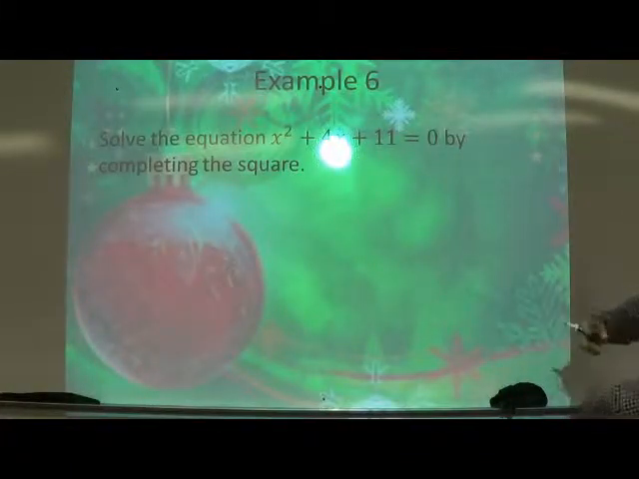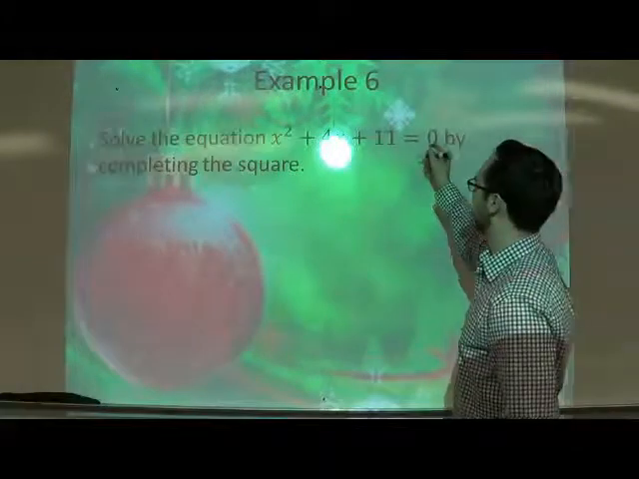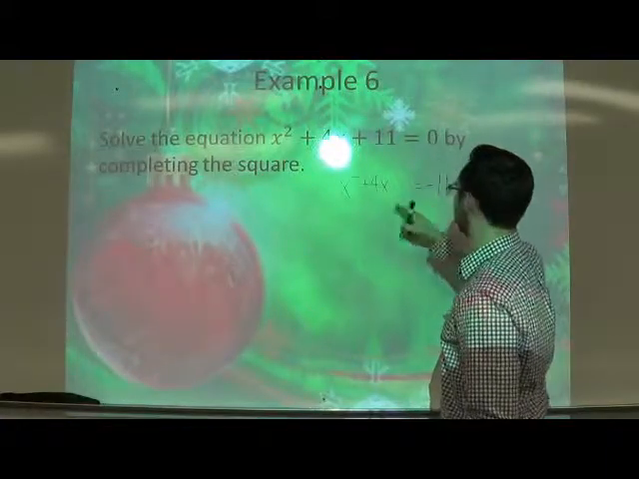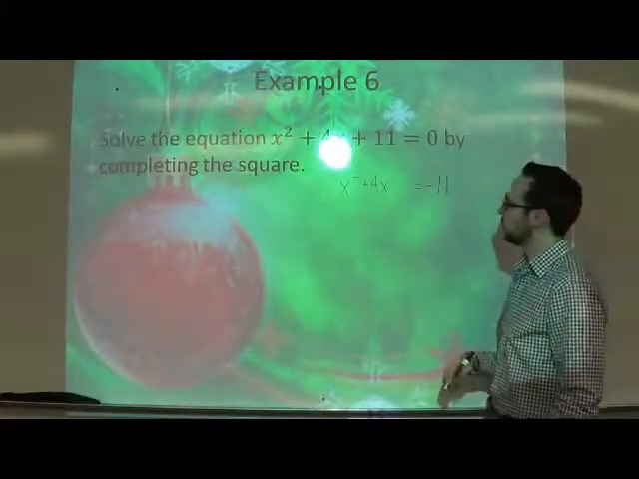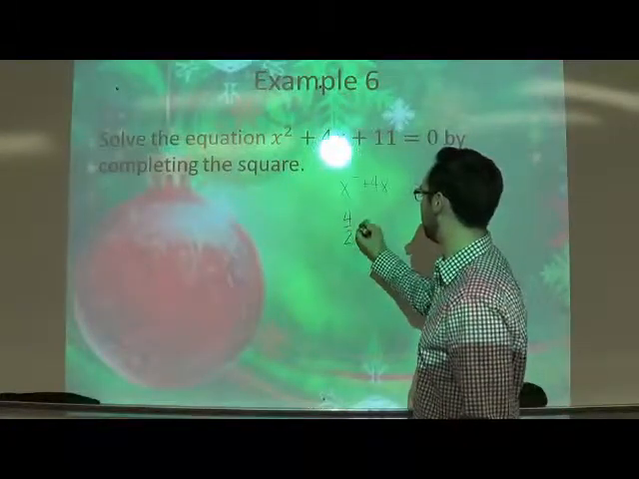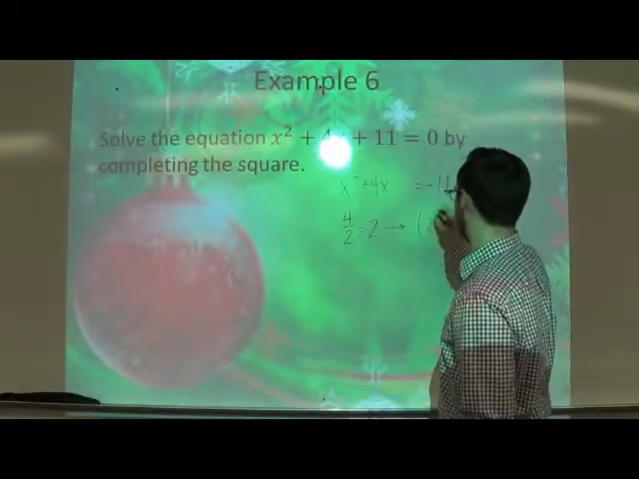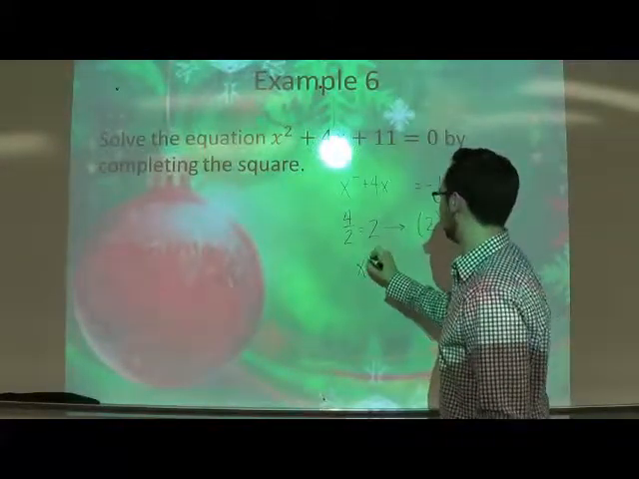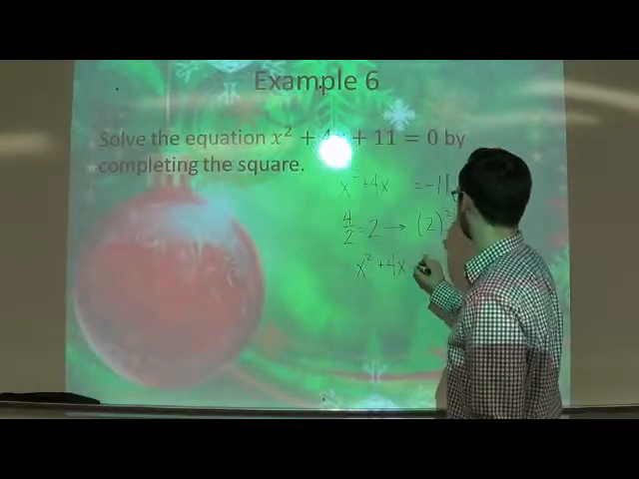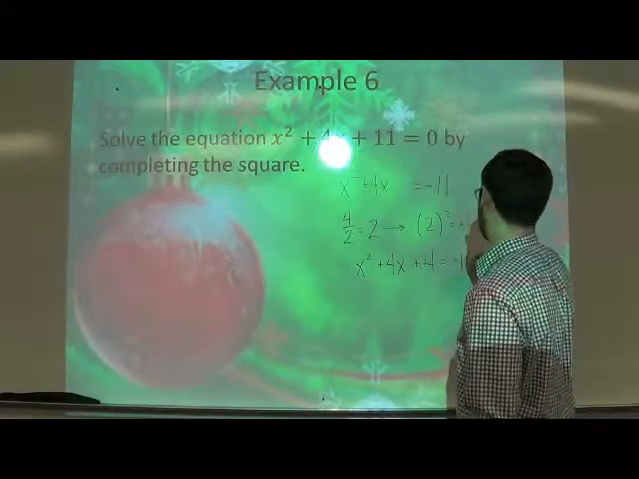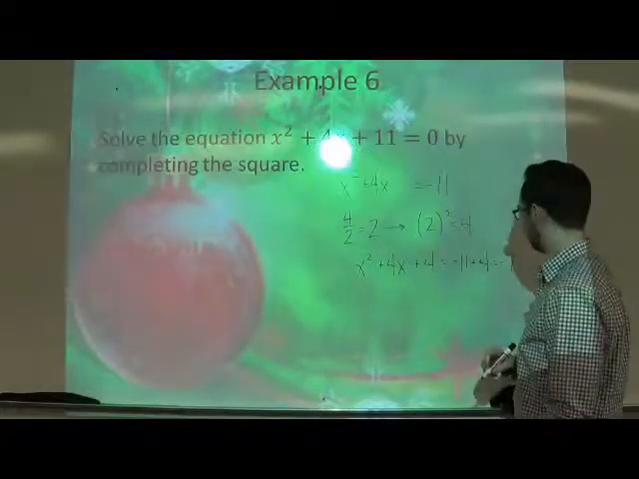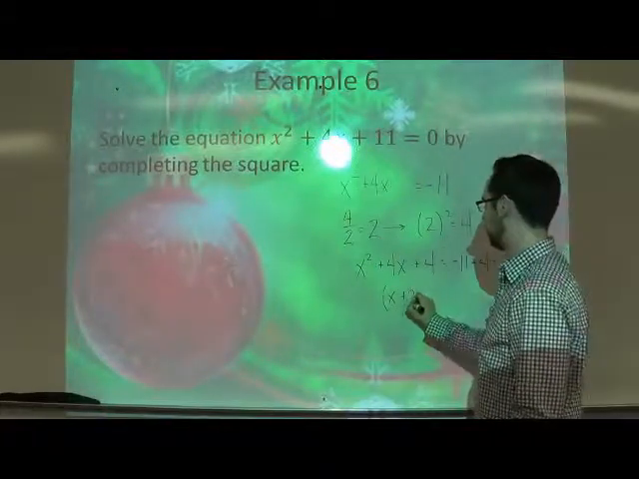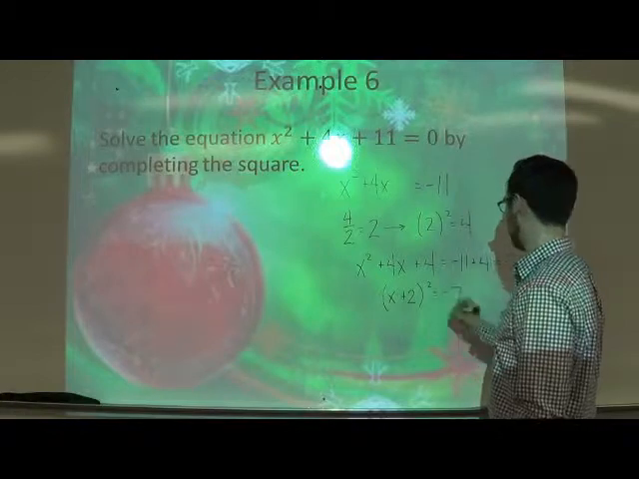So he wants to solve x squared plus 4x plus 11 is equal to 0. So again, let's isolate that. x squared plus 4x is equal to a negative 11. A is already 1, so we can just go ahead and divide by 2. So we have 4 over 2 is equal to 2. Square it. So we get 4. Add that to both sides. x squared plus 4x plus 4 is equal to negative 11 plus 4, which is negative 7. Factor this. Remember, it's this value here, so it's x plus 2, the quantity squared, is equal to negative 7.